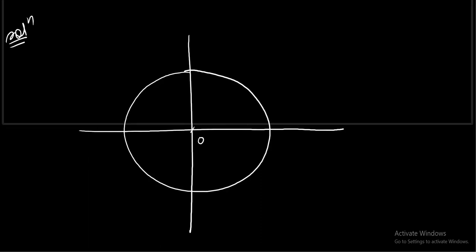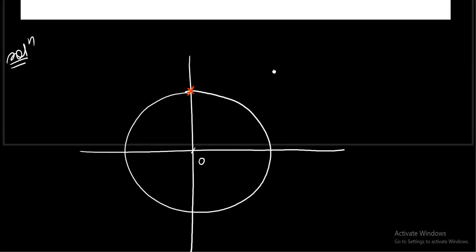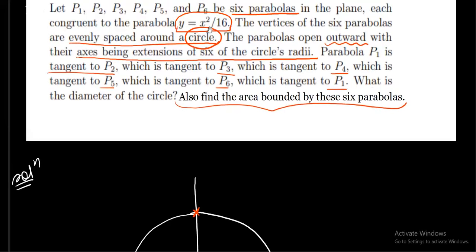Now what you have to do? You have to take 6 parabolas, and the vertices for those 6 parabolas are equally spaced on this circle. Okay, fine. What we can do is I can take one of the parabolas whose vertex is on the y-axis. Why am I taking it like this? Because I feel that in that case I will be able to use this parabola directly.